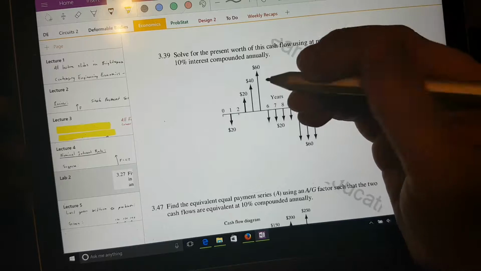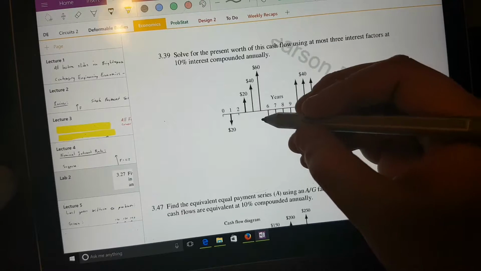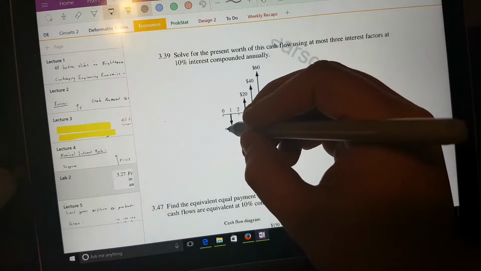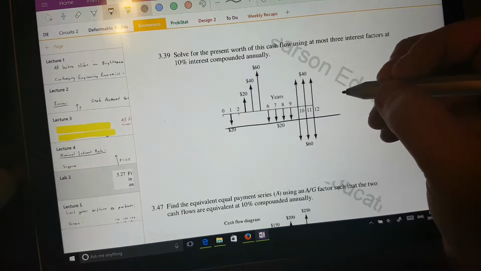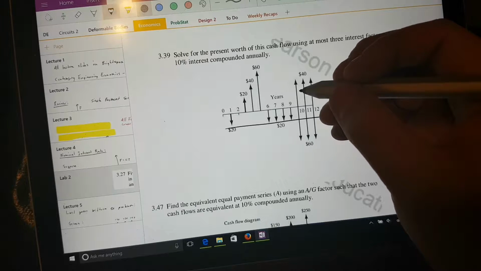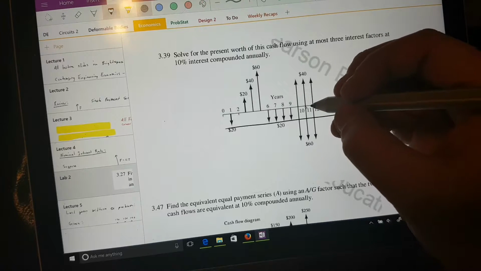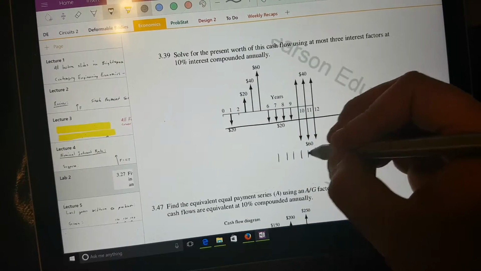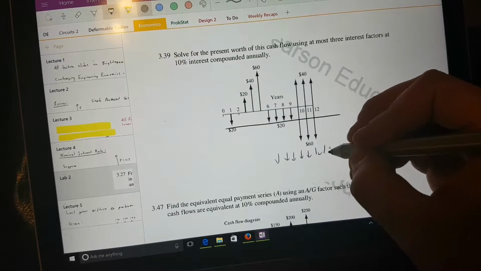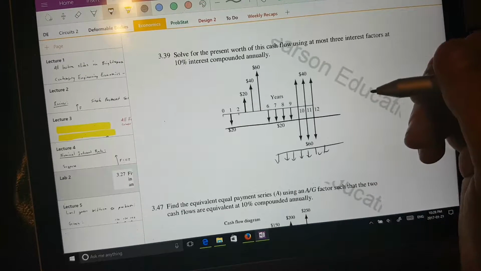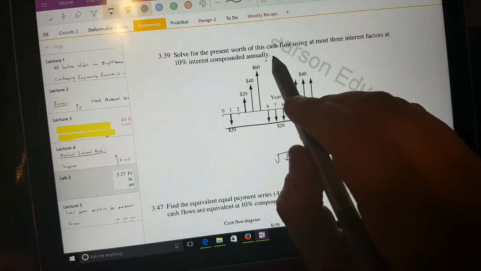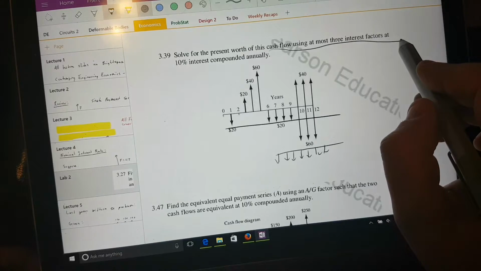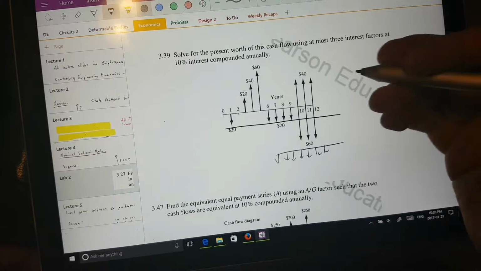Okay, so with this one, I can think of this as 20. The leftover is 20, so it goes down like this, 6, 7, 8, 9, 10, 11, 12. What did they want? Present worth of cash flow using at most 3 factors at 10% interest compounded annually.